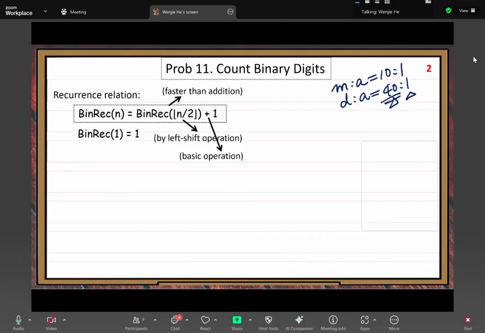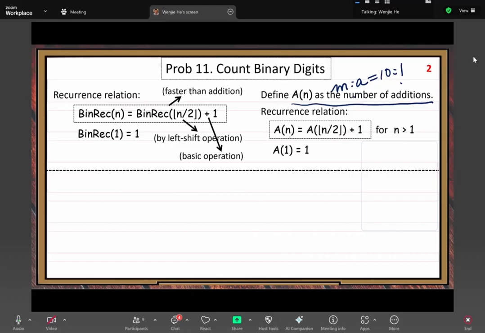Then, we want to solve this. But at the same time, when we solve this recurrence, we can consider the number of additions we use when we find the answer. When we do calculation, we need to do addition. So we create a new function, the A function, to represent the number of additions.